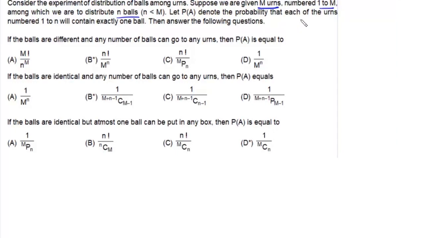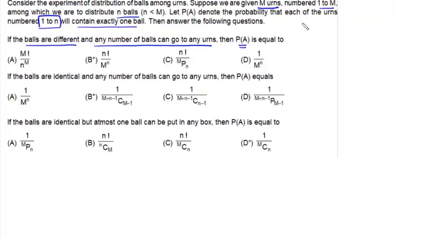Let PA denote the probability that each of the urns numbered 1 to n will contain exactly one ball. Then answer the following. If the balls are different and any number of balls can go into any number of urns, then PA is equal to what? Now PA is when the urns from 1 to n will contain exactly one ball.